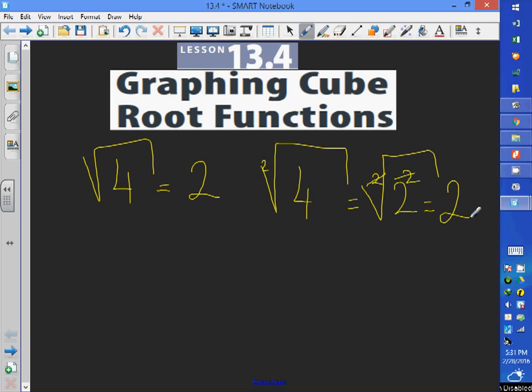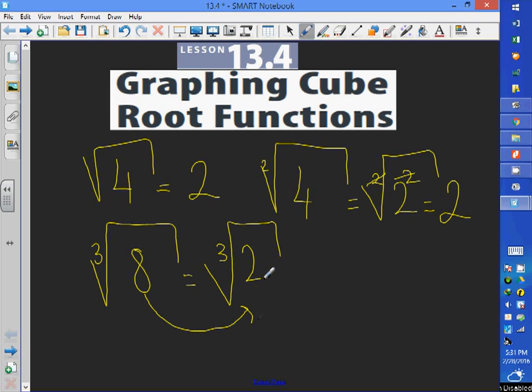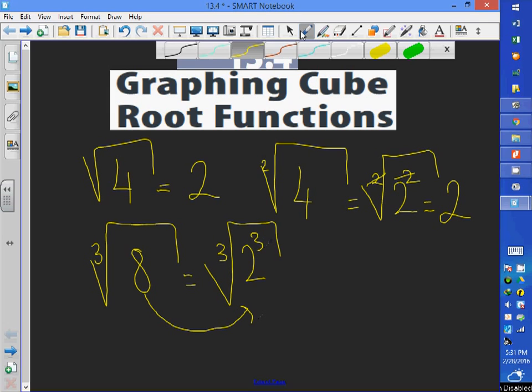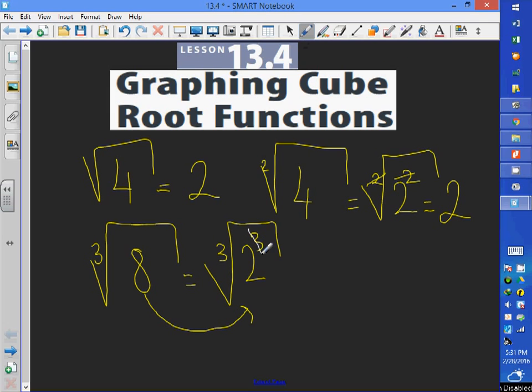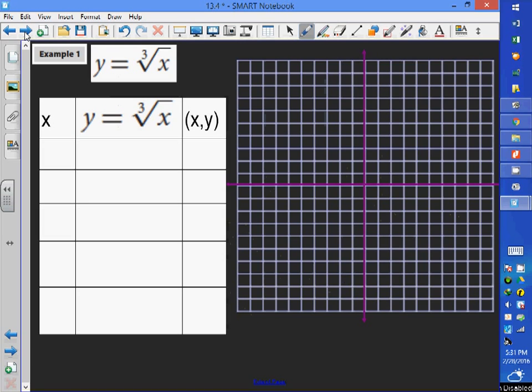In other words, if the number is the cube root of 8, then 8 can be written as 2 to the power of 3, and the 3 will cancel each other out. The number will be equal to 2. So that's why this one is very important. You have to keep it in your mind for the next example. So example 1: y equals cube root of x.